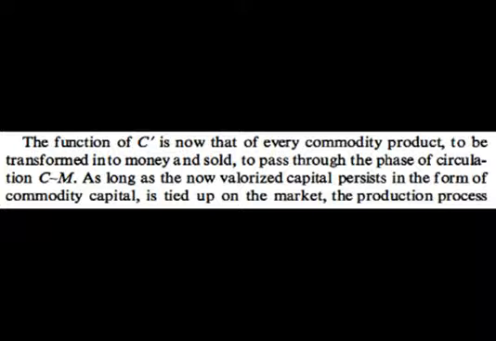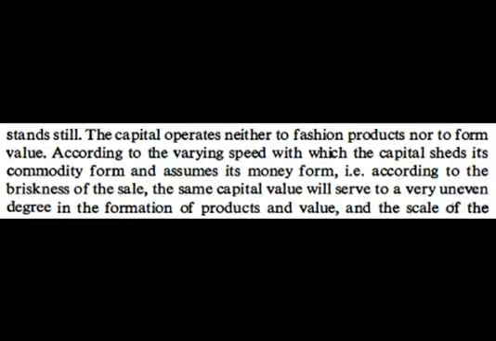And as he says at the bottom of 123, the function of C prime is now that of every commodity product: to be transformed into money and sold, to pass through the phase of circulation C-M. As long as the now valorized capital persists in the form of commodity capital, is tied up on the market, the production process stands still. The capital operates neither to fashion products nor to form value. According to the varying speed with which the capital sheds its commodity form and assumes its money form, according to the briskness of the sale, the same capital value will serve to a very uneven degree in the formation of products and value.